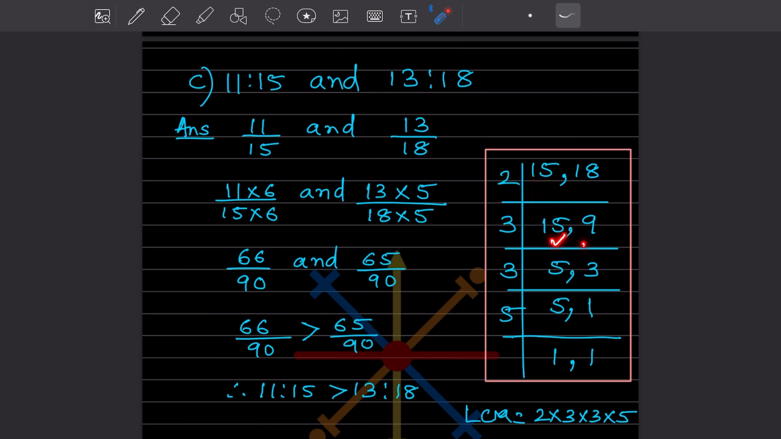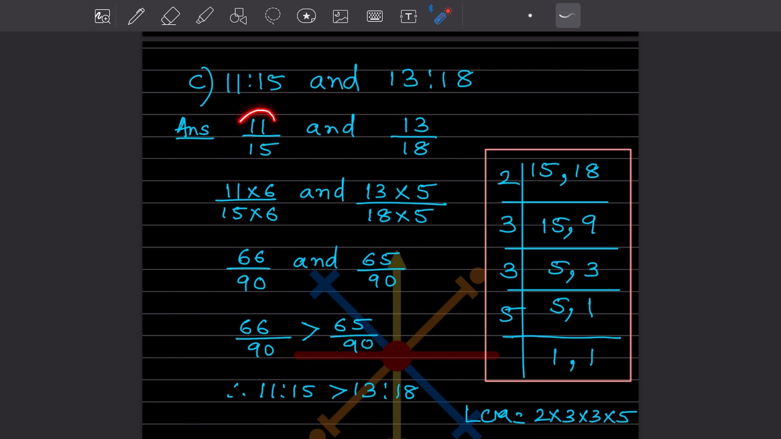Now when you compare these two numbers, this is not possible with 2, so we'll see for 3. Yes, 3 times 5 is 15, and here 3 times 3 is 9. Again, what we have to see here: it's not possible by 2, but by 3, yes, so this 5 will be as it is, and 3 times 1 is 3. Now here 1, so this 1 will be as it is. 5 times 1 is 5. Hope you got it. So 2, 3, 3, 5, these are the factors. When you multiply them, you get 90. So now this 90 is the LCM.